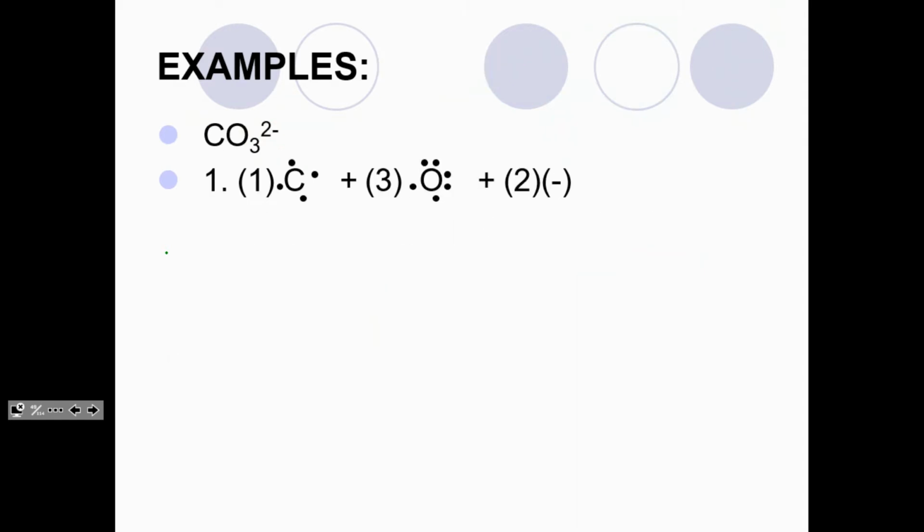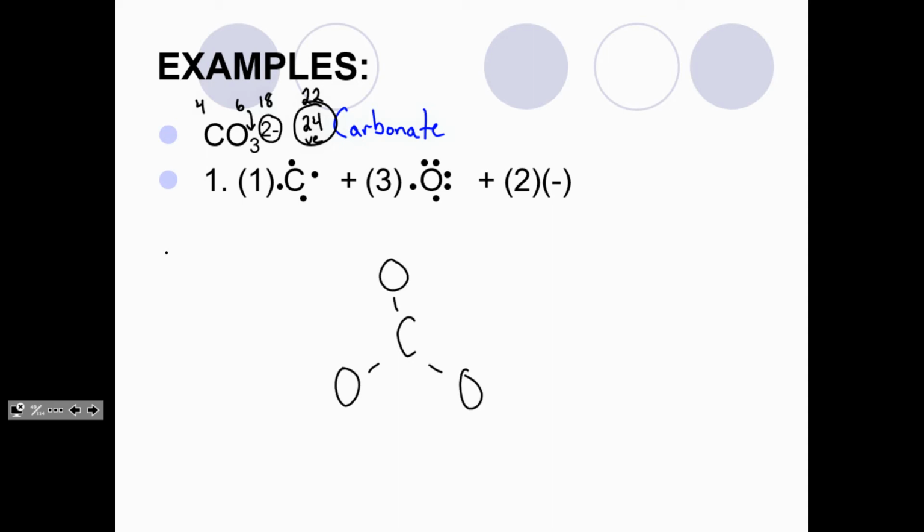Last example here on the end of this video will be carbonate. So again, go ahead and pause the video here and resume when you're ready for the solution. Here's carbonate. We have 4 valence electrons. 6 times 3 gives me 18. So that's 22. And I have a -2, which is going to add 2 electrons to give me 24 valence electrons to work with. The oxygens are going to go around the center.